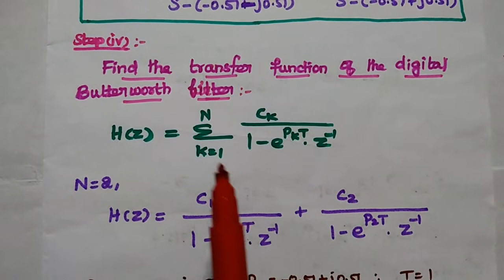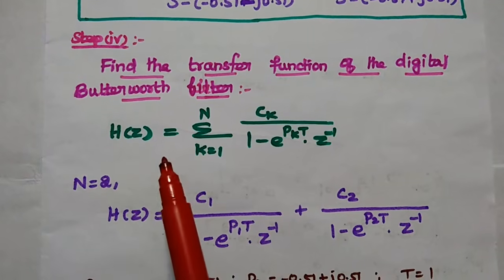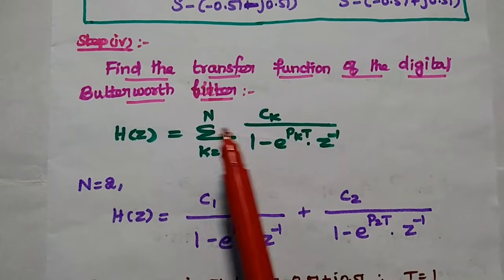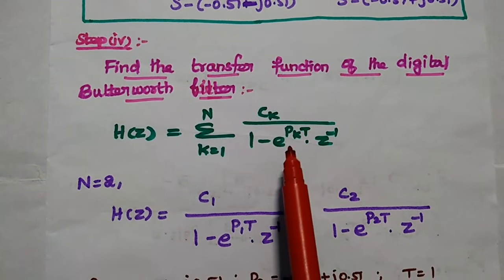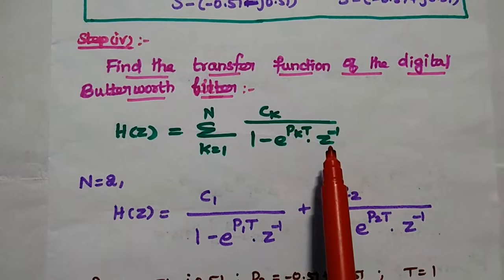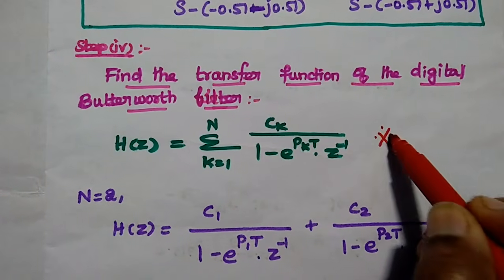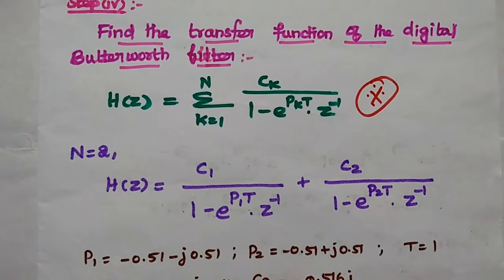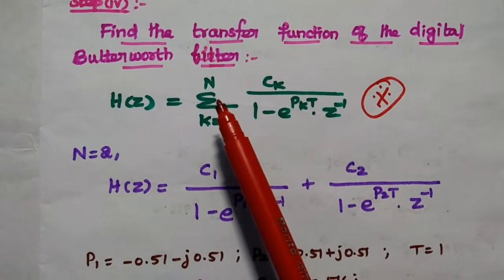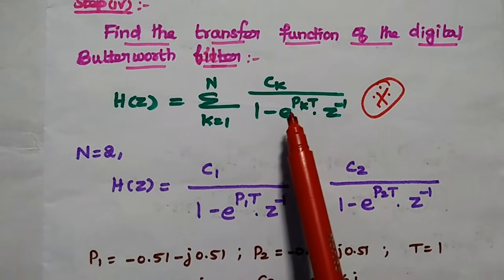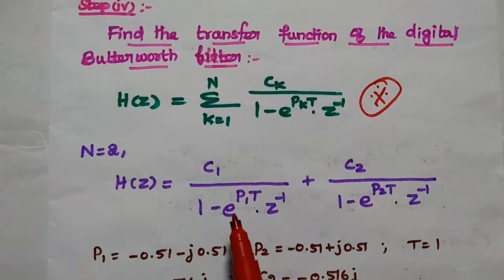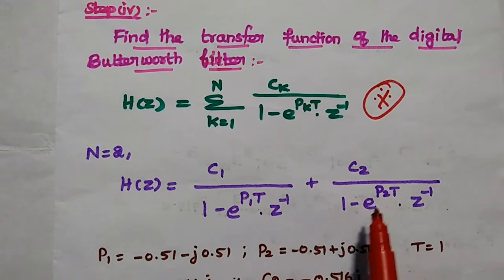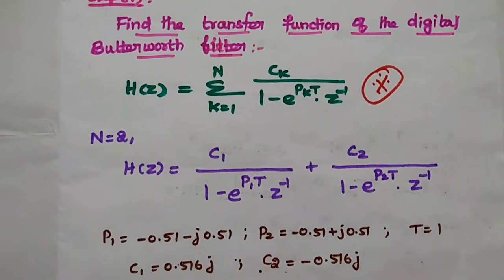So after that, the last step in this impulse invariant method is to find the transfer function of the digital Butterworth filter. So here the formula for this digital Butterworth filter H of z is equal to summation k equal to 1 to n of ck divided by 1 minus e power pk T into z power minus 1. So this is the formula to obtain the transfer function of the digital Butterworth filter. Okay, so here as we know that n value is 2. So we can write this expression as C1 divided by 1 minus e power P1 T z power minus 1 plus C2 divided by 1 minus e power P2 T into z power minus 1.